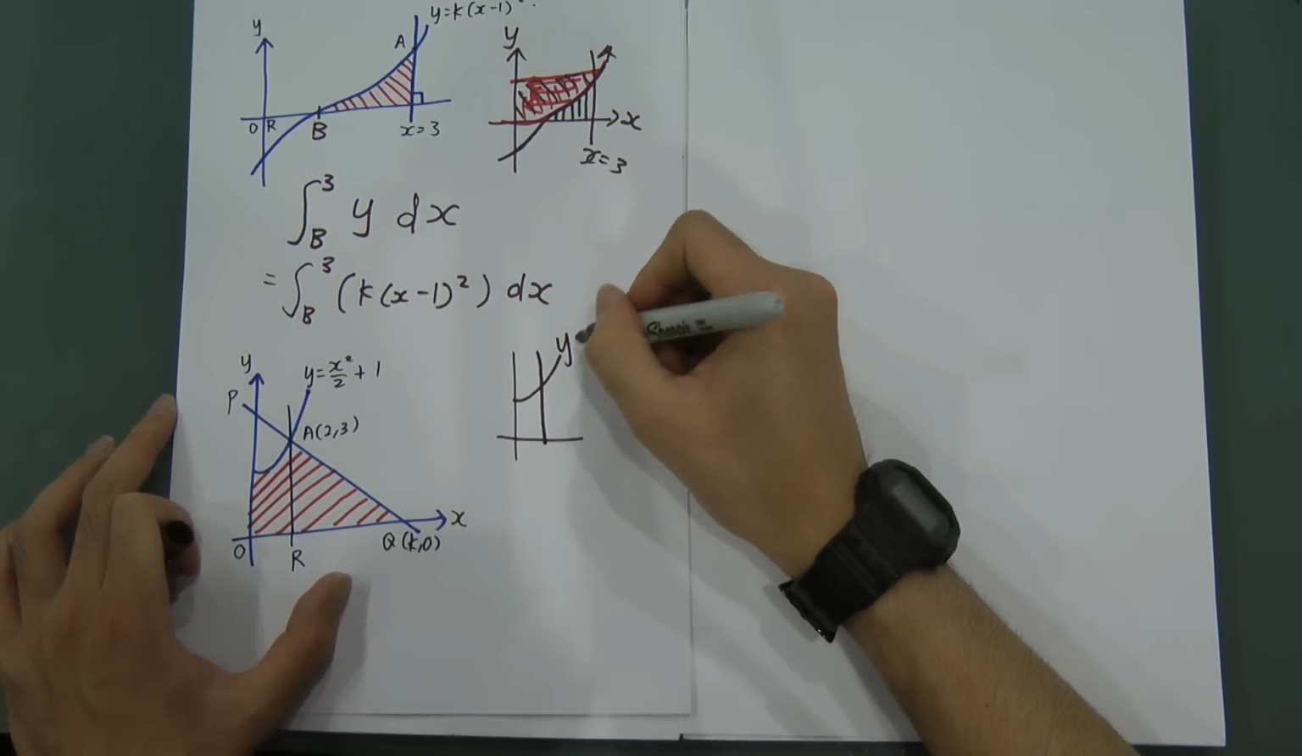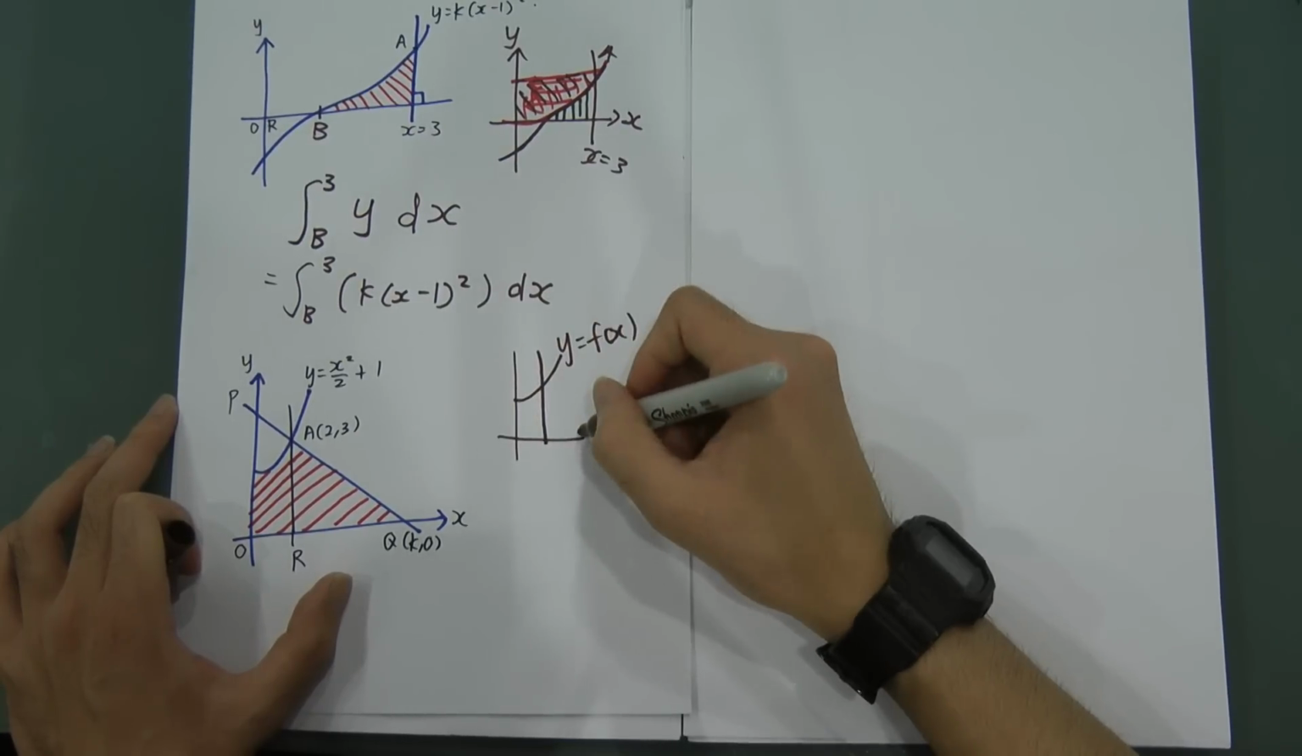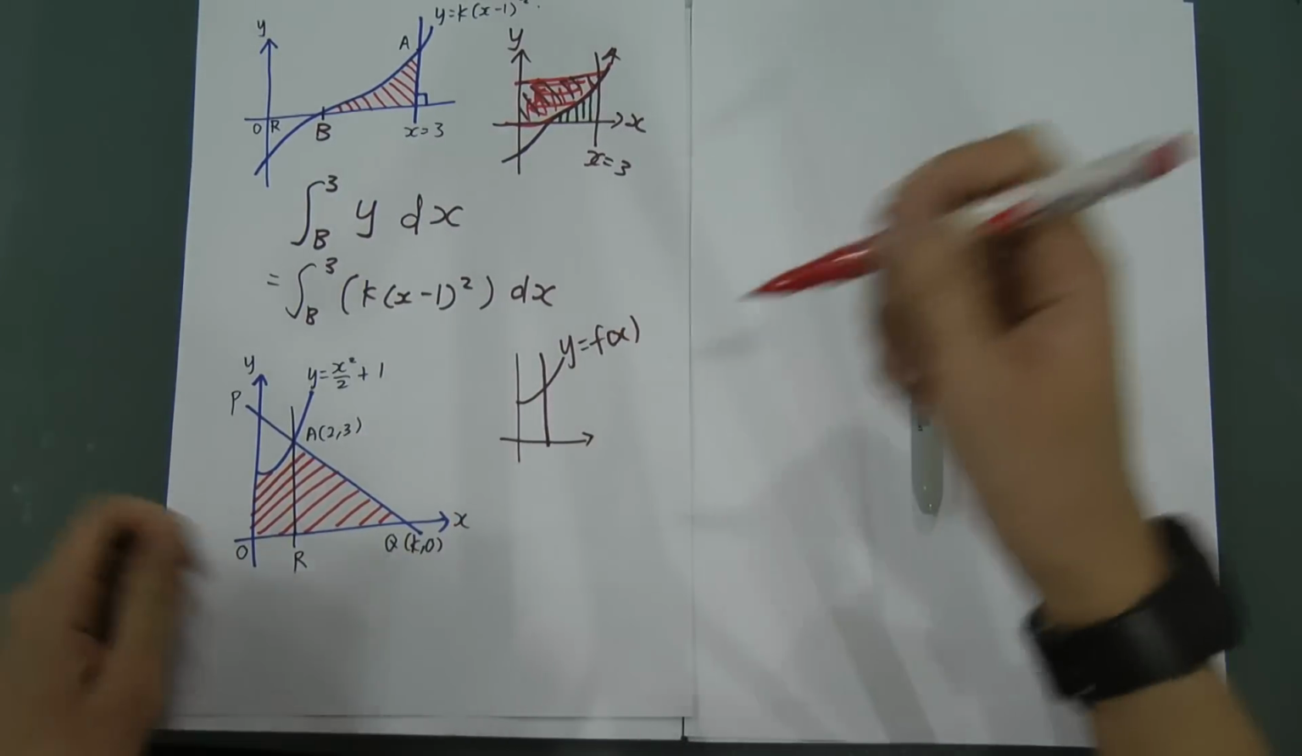If I draw something like this, let's say this is y equals f(x). If you integrate this curve on the x axis, you will get the area.